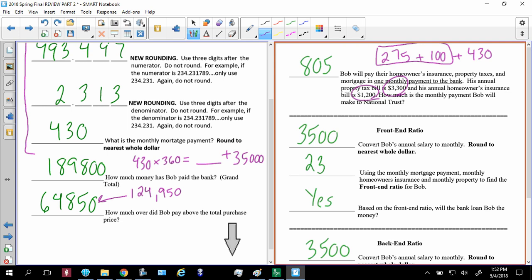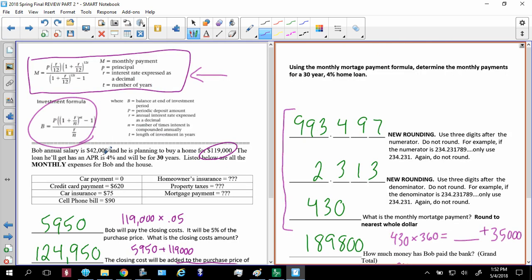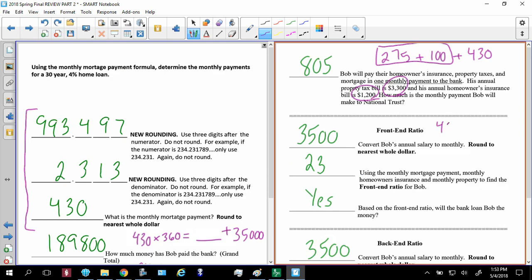Front-end ratio. Convert Bob's annual salary to monthly. Well, let's see. His annual salary going all the way back was $42,000. All right, so that's $42,000 divided by 12. That's how I get $3,500. Now, his front-end ratio. It says right here, using the monthly mortgage payment, monthly homeowner's insurance, and monthly property tax to find the front-end ratio. Well, if you're observant, all that was right here. So I'm going to take 805, and I'm going to divide that by 3,500. And I get 23%.